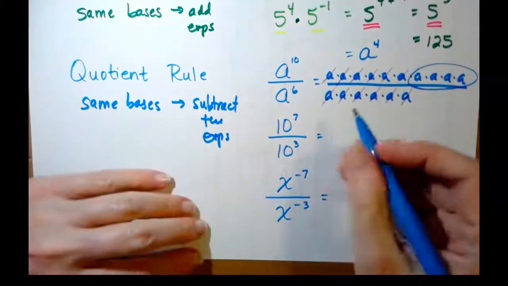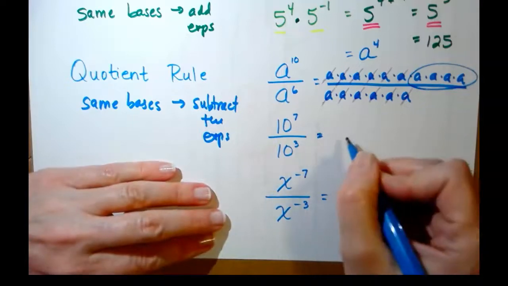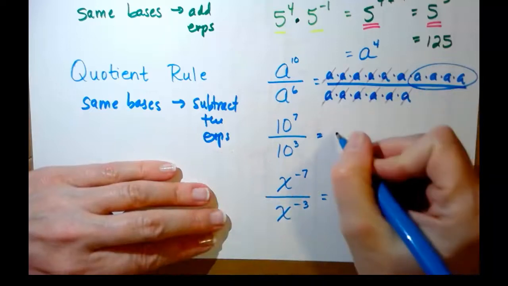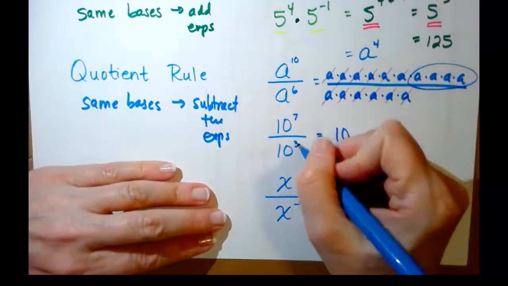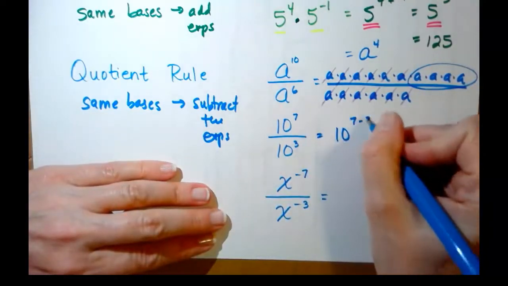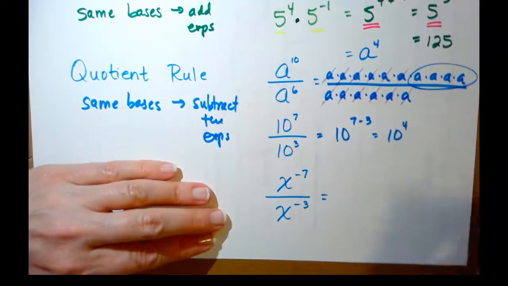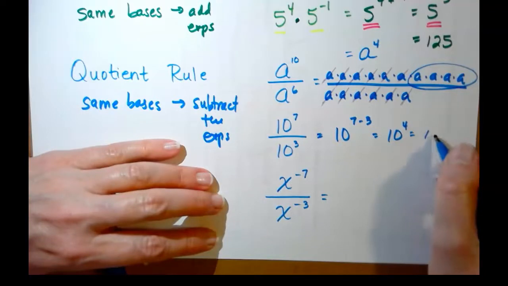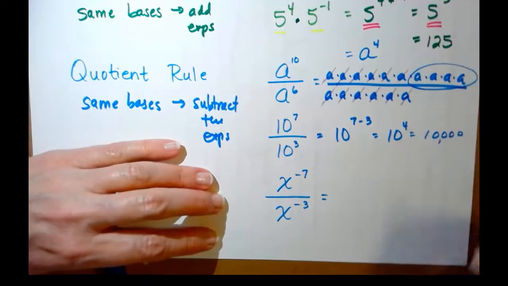We did the same thing with the 10s. I won't write them out this time. The bases are the same. Subtract the exponents. So numerator minus denominator here, so 7 minus 3. We end up with 10 to the 4th. 10 to the 4th is equivalent to 10,000, a 1 with 4 zeros.